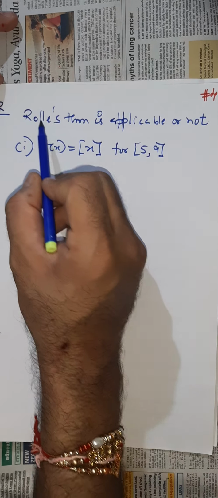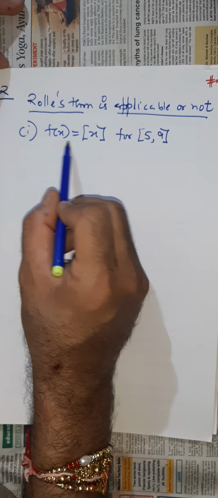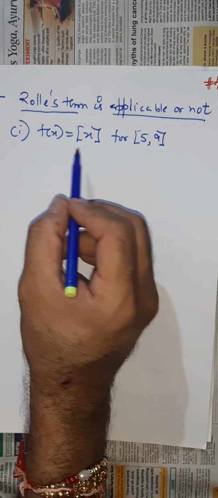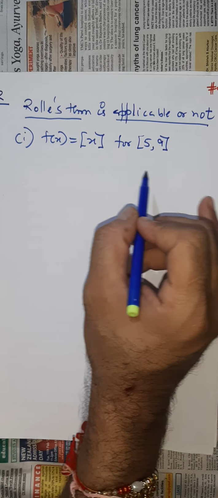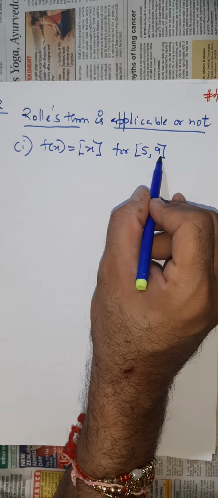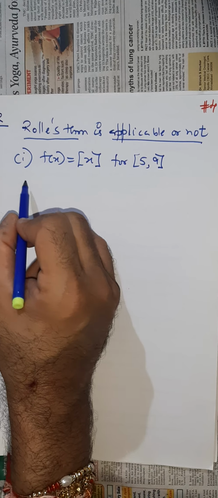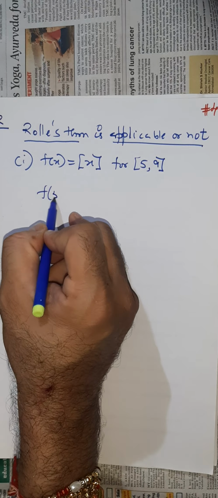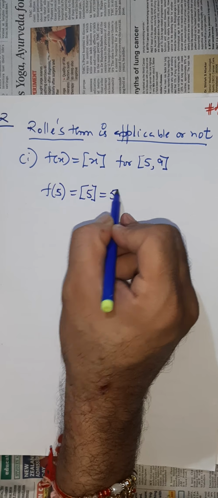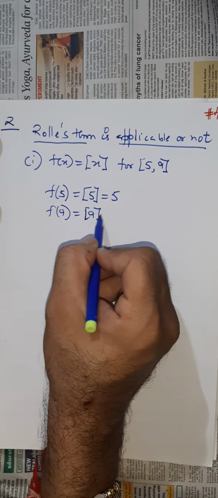Question number 2: check whether Rolle's theorem is applicable or not. Now your first function is the box function from 5 to 9. If you recall, here even the first condition doesn't hold. The box function is discontinuous at every integer, so it's not continuous, so you cannot use Rolle's theorem. But directly you can see the third condition. What is f of 5? That's box of 5, which is 5. And what is f of 9? Which is box of 9, which is 9.